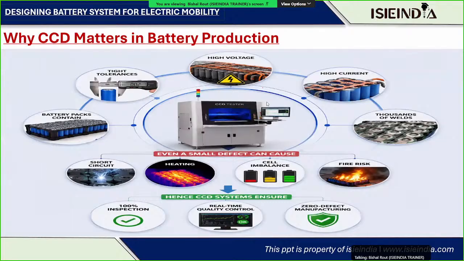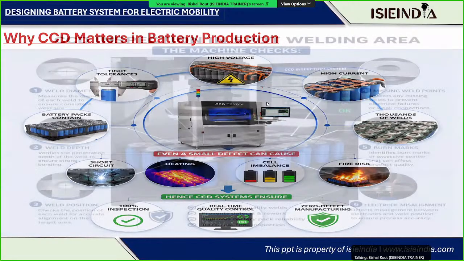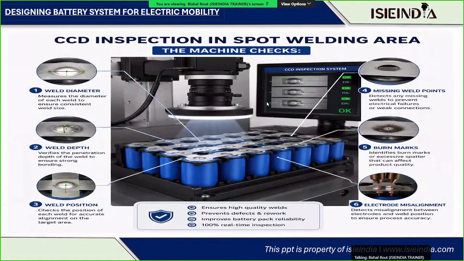This you can see in the middle. You'll find a CCD machine which is placed there. You can just place the battery pack over here. It will have multiple cameras. It will use AI-enabled algorithms, image processing software, lighting systems, and cameras, and ultimately detect everything that is not normal. Right. So this is a CCD inspection in the spot welding area. You can see how a CCD inspection happens. You can see the image code. Right, so they are properly coded.